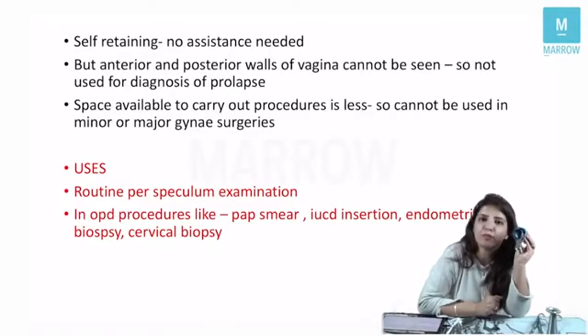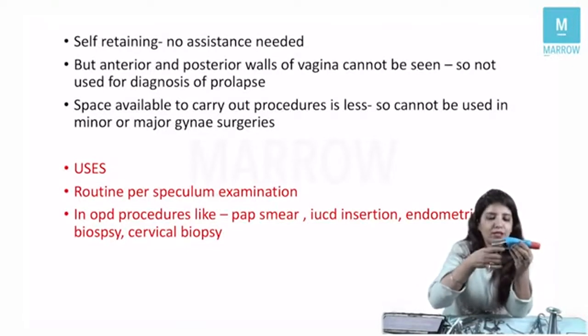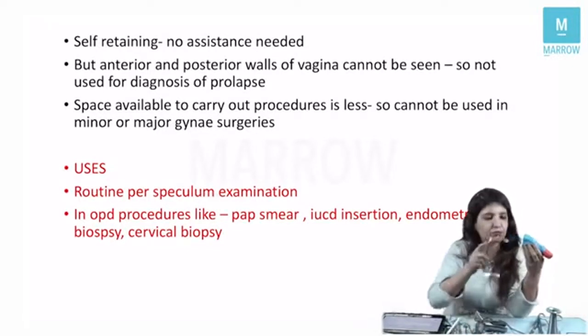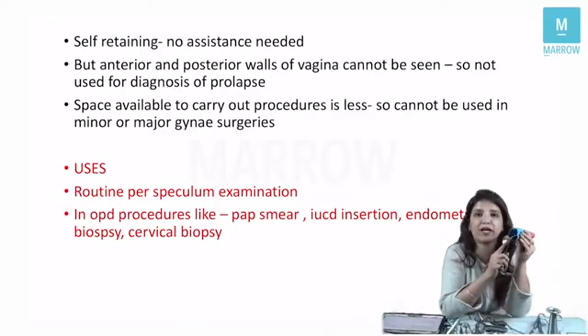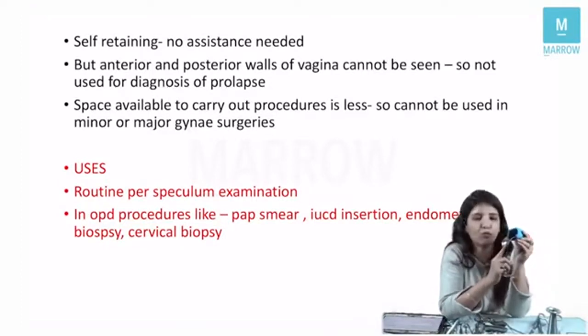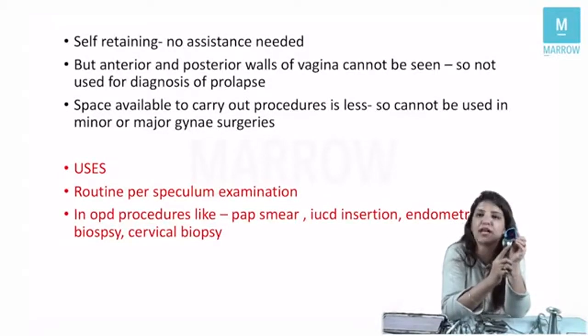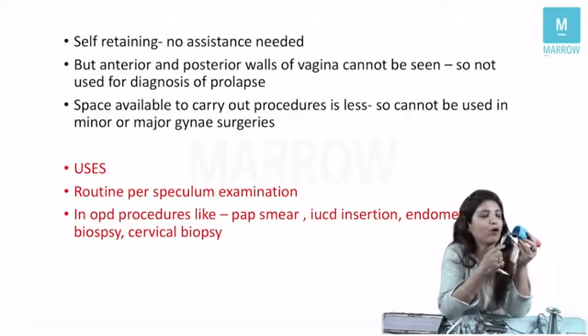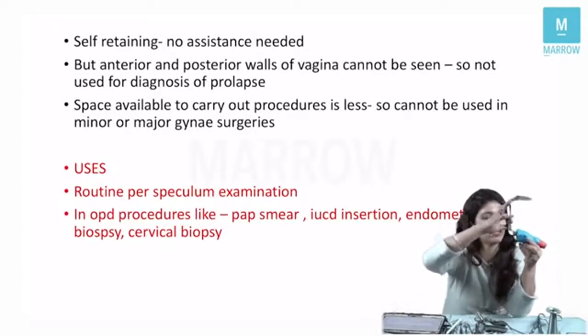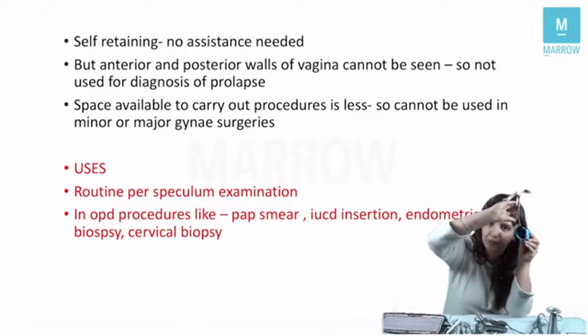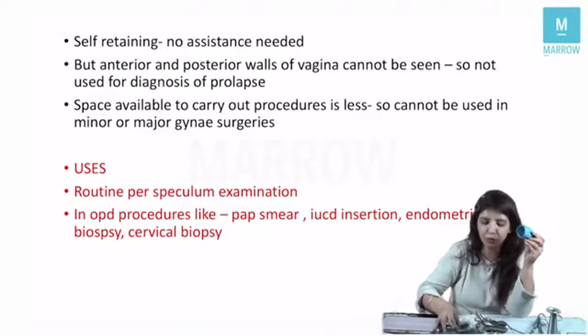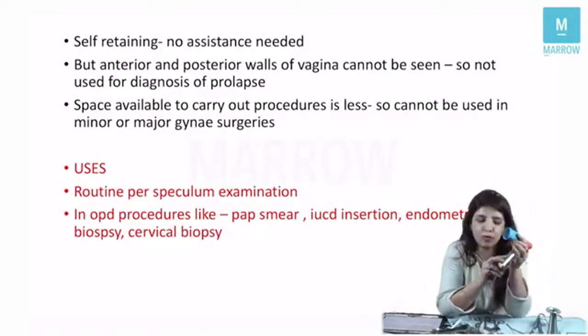So if I am suspecting any problem in the anterior and the posterior wall of the vagina, they cannot be seen with a Cusco's speculum. Whereas with a SIMS speculum, if I am putting the SIMS speculum, normally we put it on the posterior wall. So yes, the posterior wall cannot be seen, but the anterior can be seen. But just in case I want to examine the posterior wall, then I can always shift it to the anterior wall like this and I can examine, right? This cannot be done with Cusco's. So that was one problem with Cusco's.